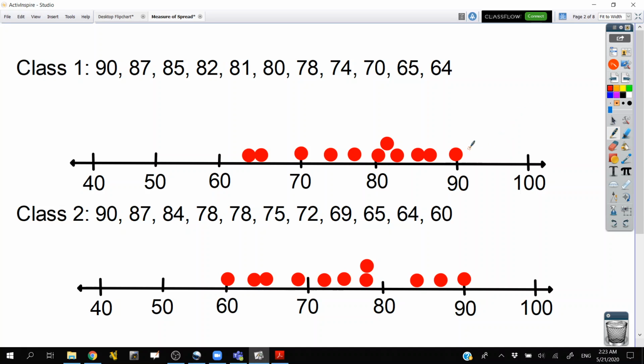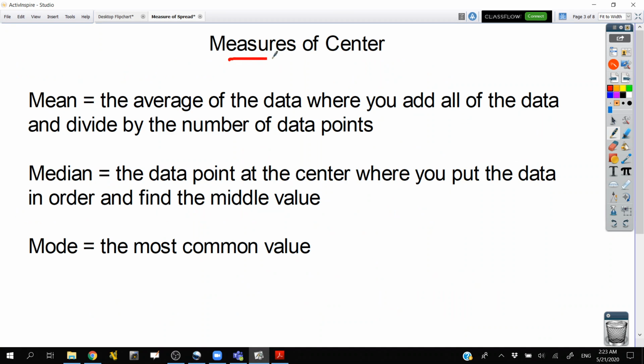So we're looking at which class did better. What are some ways we could answer that question? One common way is to measure the center of the data. So we have measures of center. We're just looking for the center, the middle of the data, and that's it. The three measures of center we need to talk about this year are mean, median, and mode. There are lots of videos online talking about these. If you have trouble, let me know and I'll get you supports.